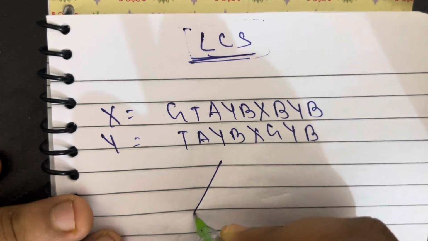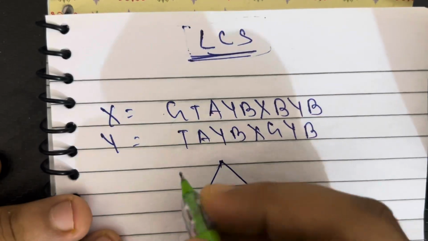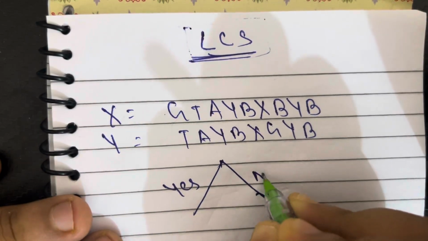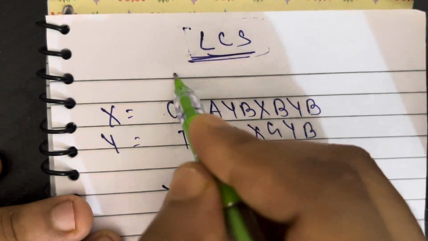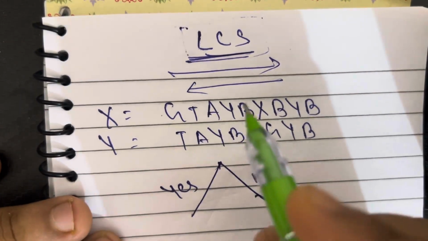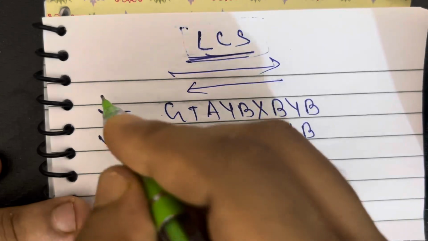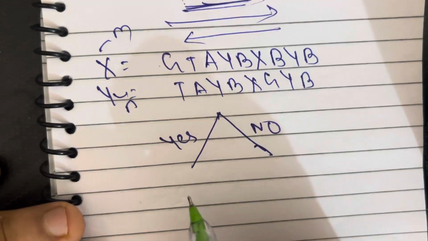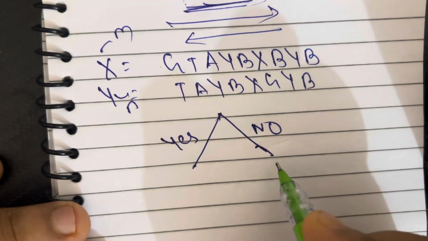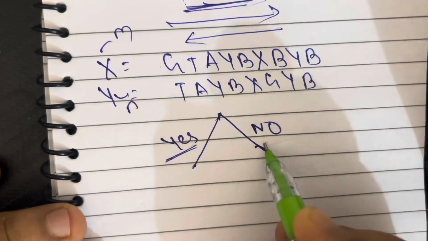So this is our recursive tree. There are two scenarios, the first scenario is yes and the second scenario is no. You can go from any direction, from left to right or right to left. Suppose the length of x is m and the length of y is n. So there can be two scenarios, yes and no.